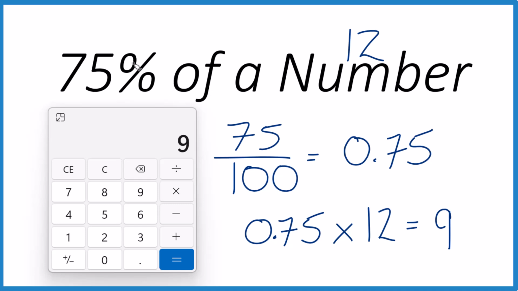And it's really the same process. Whenever you want to find a percent of a number, divide the percent by 100, get the decimal, and then multiply the decimal by that number.